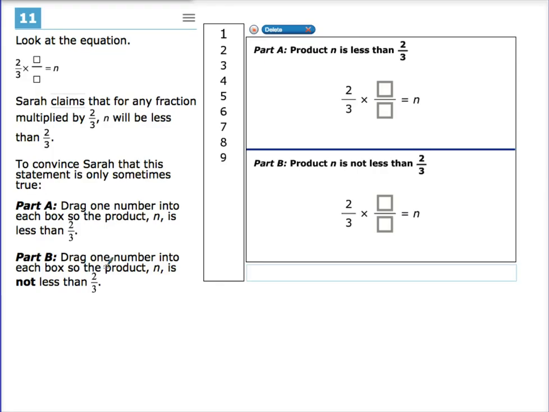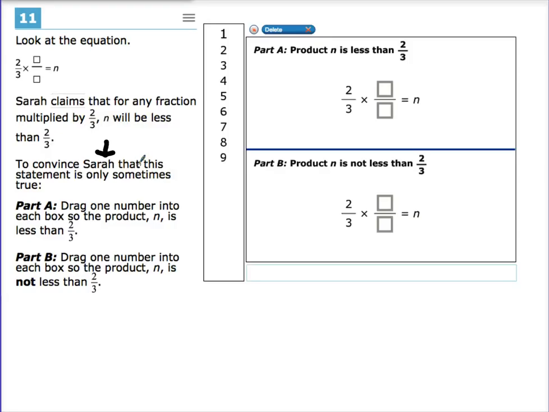Well, since this is a screenshot, you're not going to be dragging anything. But what you can do is in your math notebook, you can try out different fractions. What fraction could you multiply 2/3 by where your answer is less than 2/3? What fraction could you multiply 2/3 by where your answer is greater? Because again, you're trying to convince Sarah that this statement that any fraction multiplied by 2/3 will be less than 2/3 is not always true. So take about 3 minutes, pause the video here.